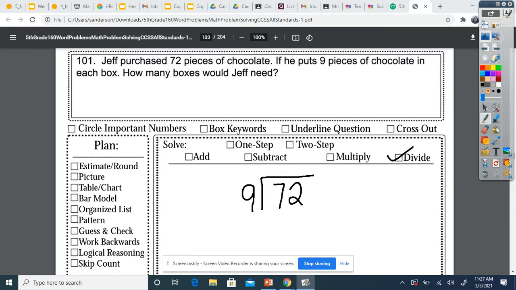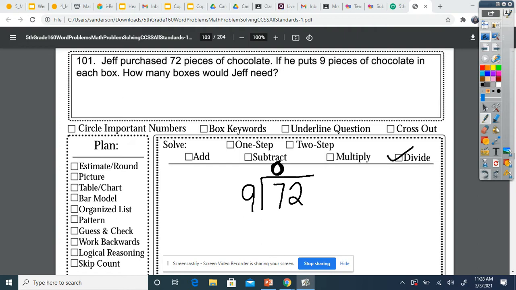So my first step is to see how many times 9 goes into 7. 9 is bigger than 7, so it cannot go. So I'm going to put a 0 there. Whenever I put a 0 on my first space, I just need to move over and look at my next number combined with my first. So how many times will 9 go into 72?